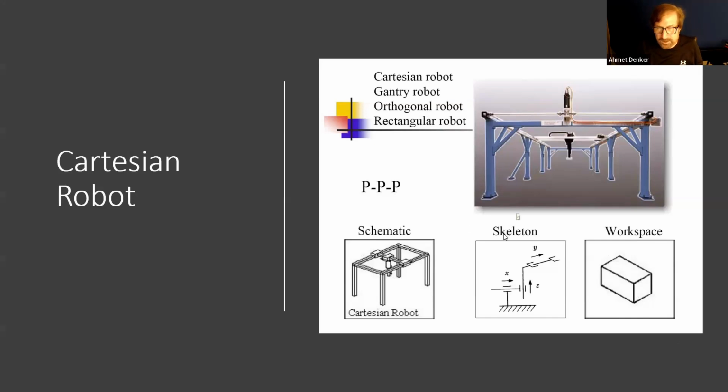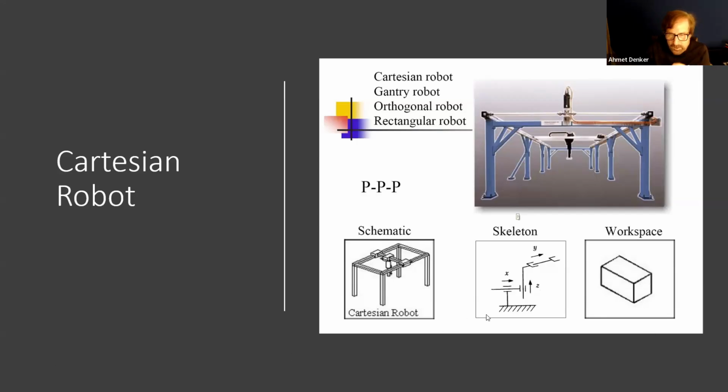This is called skeleton type of showing. So when you see this now, after taking this lecture, you understand. It's a robot with 3 prismatic joints. So these show the prismatic joints. This is one way of showing the prismatic joint. Okay, so it can move in the X direction, Y direction, and Z direction, which covers the entire workspace.